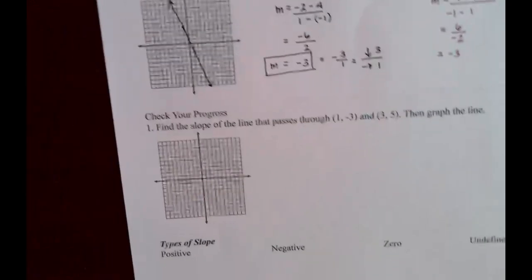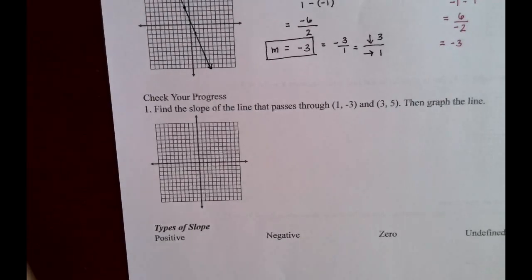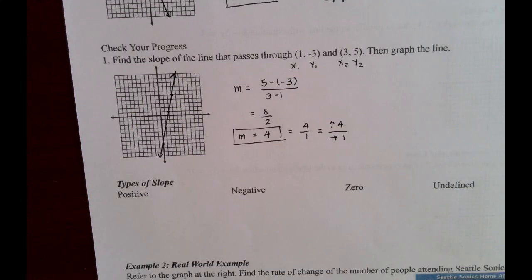Okay, so why don't you try CYP1 and then come check your answer once you're done. Okay, your slope should be 4. If you got that right, you can move on to the next part where I explain types of slope. If not, here's the explanation.